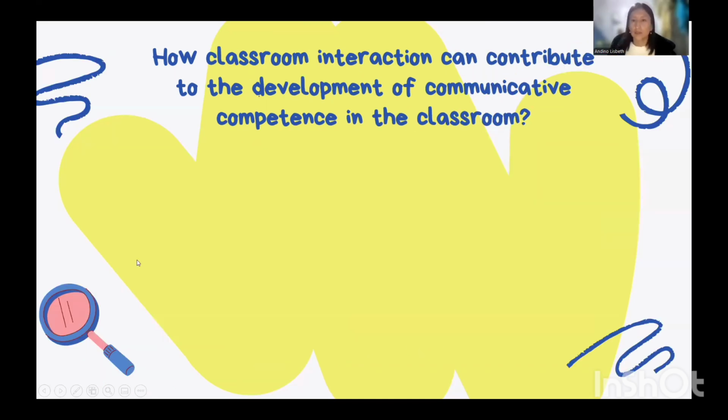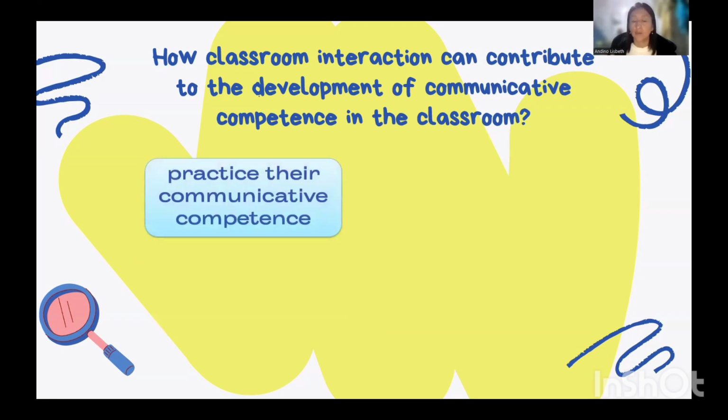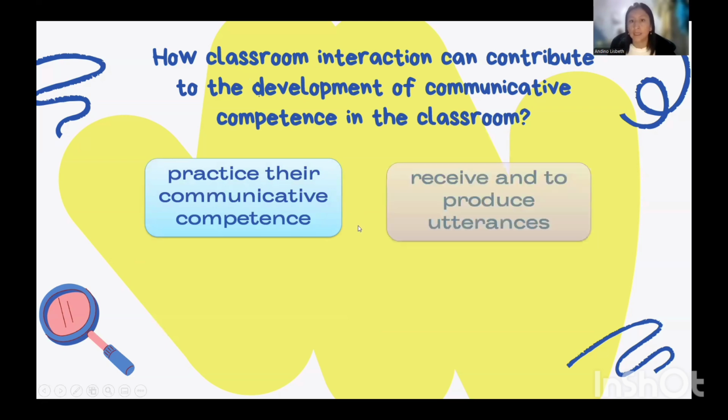How can classroom interactions contribute to the development of communicative competence in the classroom? It can contribute in a useful way because it permits the students to practice their communicative competence. When the students interact, they learn to receive and to produce utterances, but also they learn that turn taking is strictly respected.